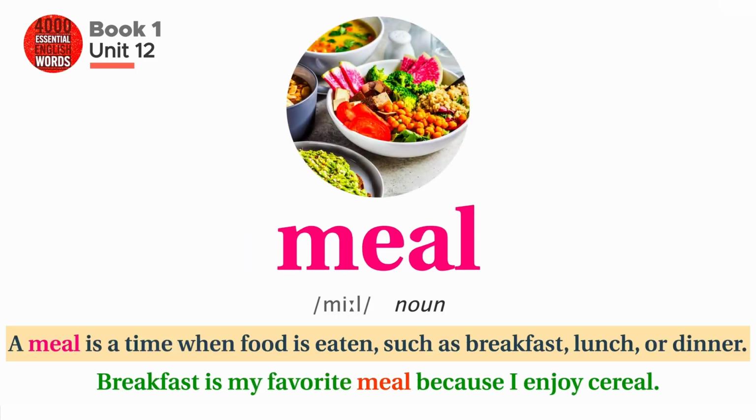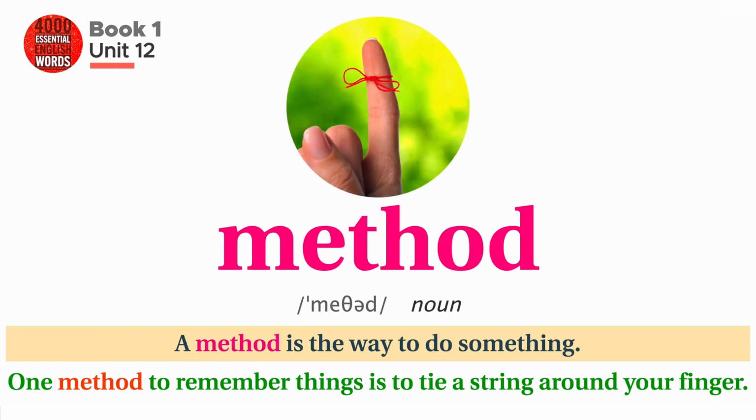Meal. A meal is a time when food is eaten, such as breakfast, lunch, or dinner. Breakfast is my favorite meal because I enjoy cereal. Method. A method is the way to do something. One method to remember things is to tie a string around your finger.